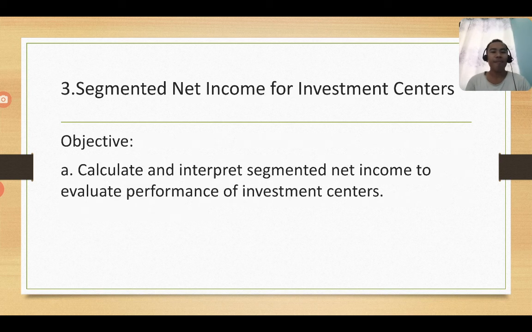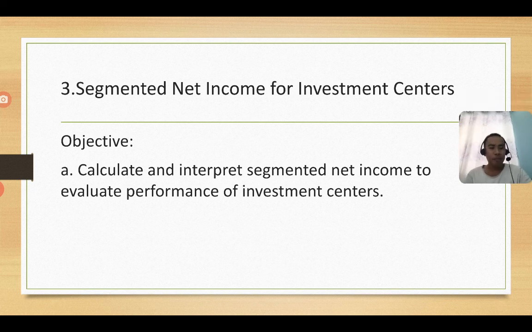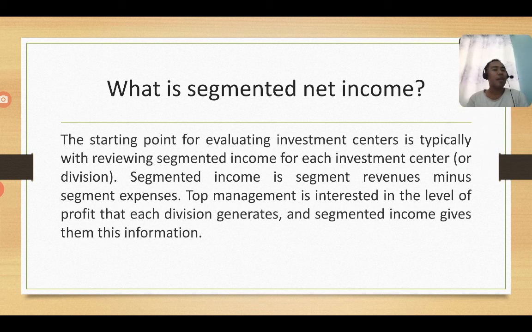Okay, so let's proceed to one of the performance measurements in decentralized organizations. I have mentioned a while ago that there are segmented net income, profit margin ratio, return on investment, residual income, and economic value added. I will discuss first the segmented net income for investment centers. We will calculate and interpret segmented net income to evaluate performance of investment centers. So what is segmented net income, by the way?